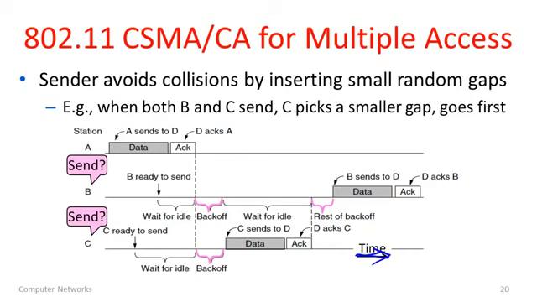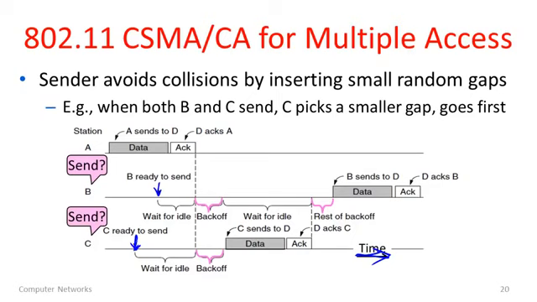Now let's suppose that B and C both want to send while A is sending. Well, you can see here B is ready to send its packet, but it uses CSMA, it senses the medium and it hears A. A must be talking to the AP or something. Similarly, C became ready to send while A was sending. It heard A. So both B and C are waiting to send.